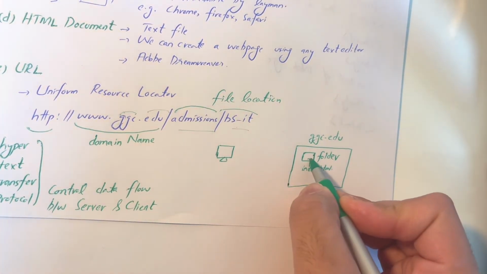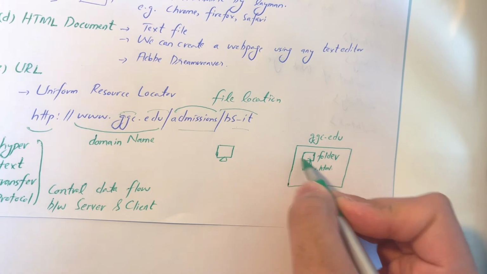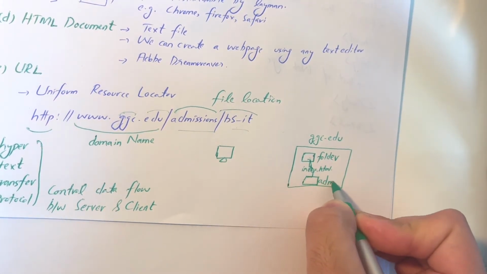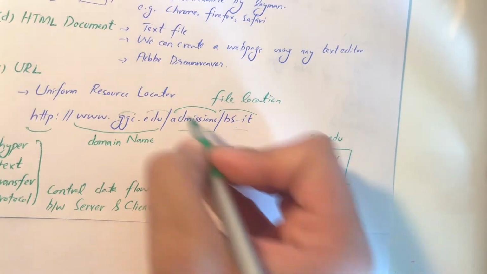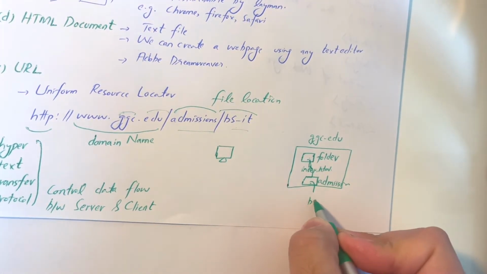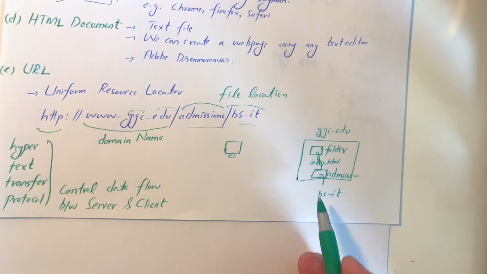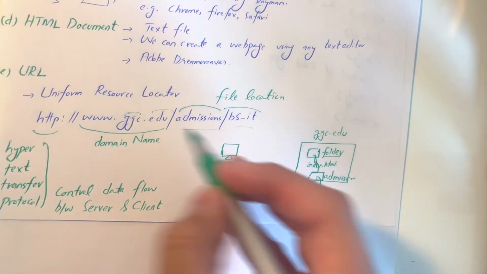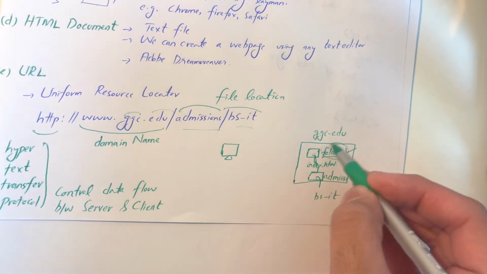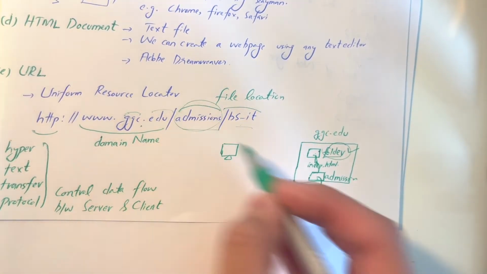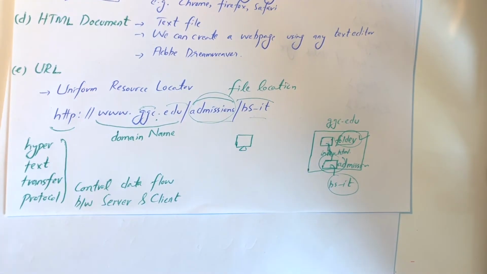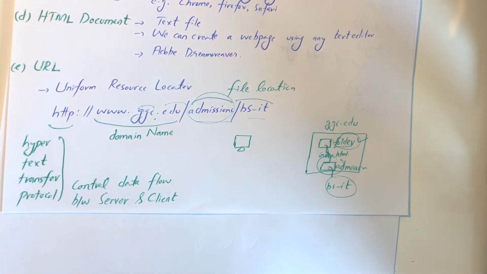In this particular folder, there is another folder, and in that folder, there is another folder named admission. In that particular admission folder, we have this file BSIT. It basically tells you the address of exactly the file. So ggc.edu is the main folder. In this folder, we have another folder, admission. And in this folder, we have this file BSIT. And there could be many other folders and all that.